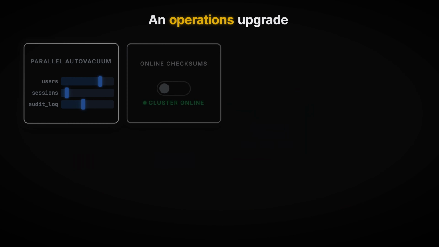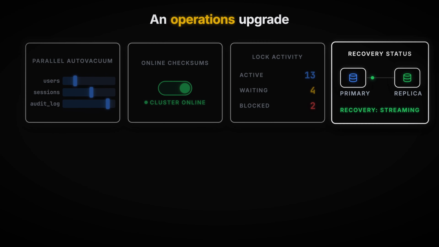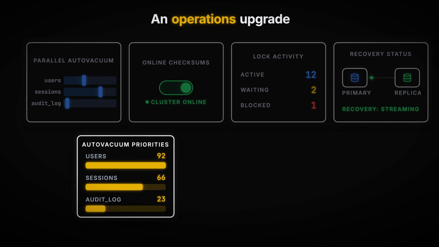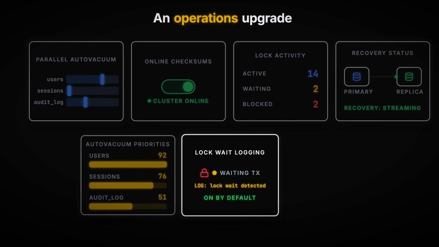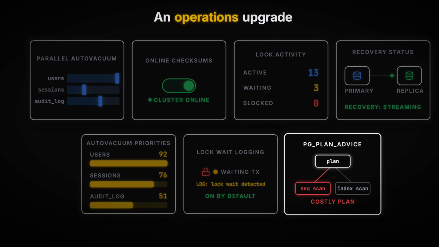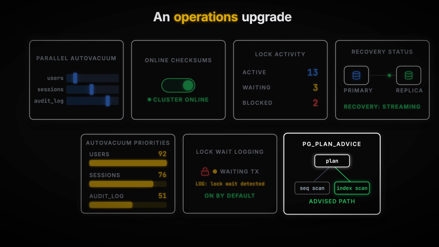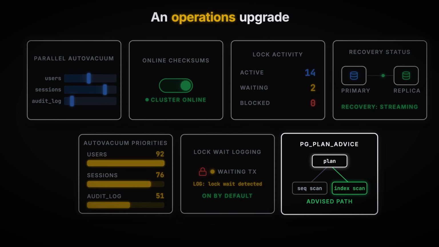And this is where Postgres 19 starts feeling less like a feature release and more like an operations upgrade. Autovacuum can use parallel workers. Data checksums can be enabled or disabled while the database cluster remains online. New statistics expose lock activity, recovery status, and autovacuum prioritizes tables. Lock wait logging is enabled by default, making silent database contention easier to catch before it turns into a full incident. A new module called pg_plan_advice also adds more control over planner decisions. This could help when a query that worked perfectly for months suddenly chooses a terrible execution plan.